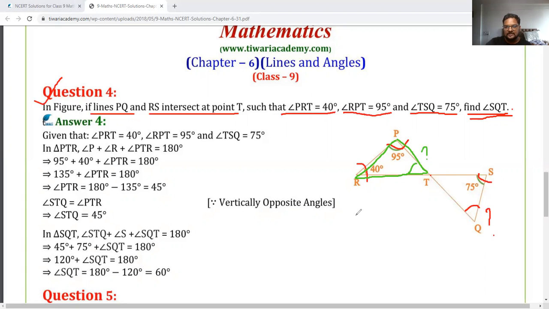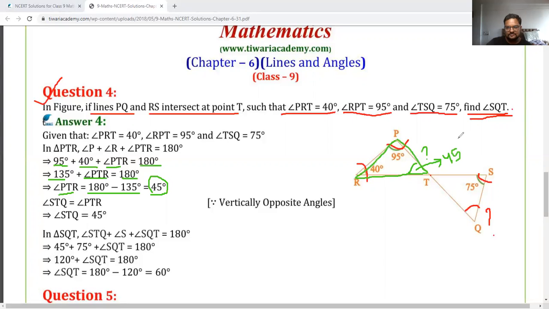If we add these two angles, 95 plus 40, the summation will be 135. If you subtract it from 180, you will get the measure of angle T. That has been done here. 95 plus 40 plus PTR equals 180. 135 plus PTR equals 180. PTR is equal to 180 minus 135, which will give you 45 degrees. So this one is your 45 degrees.